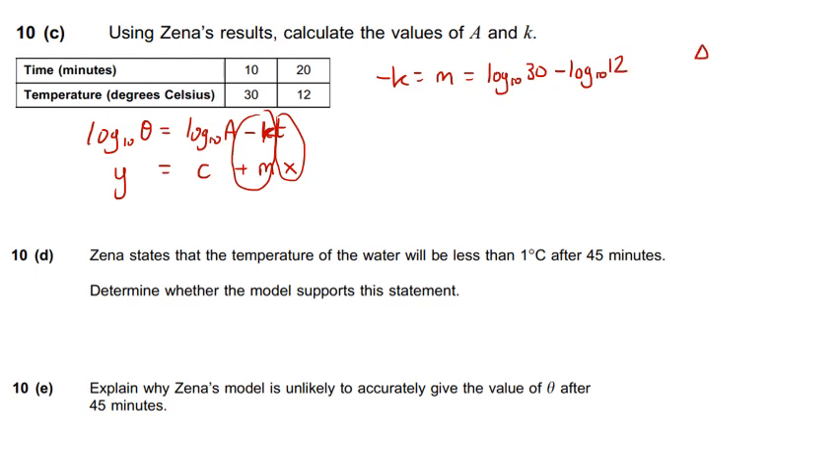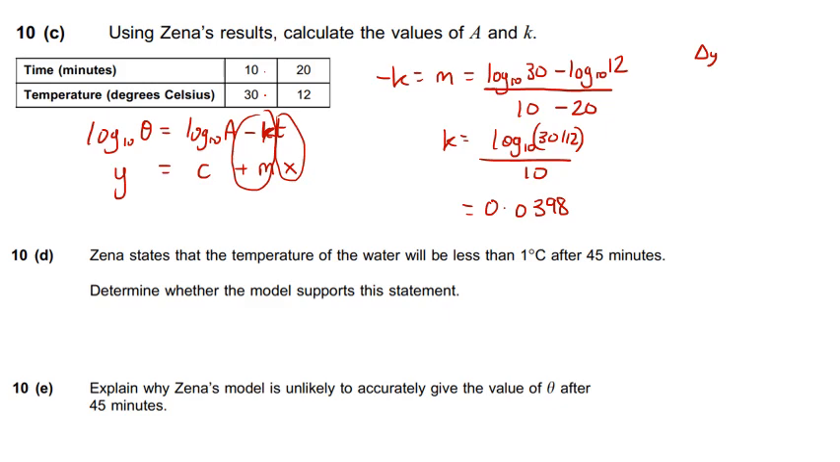Okay, so this is my delta y divided by the change in the time, which would be on the x-axis if we drew a graph. So that's 10 minus 20, preserving the order as well. So I picked the 30 first, so I've got to pick the 10 first for time. That's going to give minus k. So if I just multiply everything by minus 1, I can swap the 10 and the 20 around on the bottom. And on the top, I can do 30 over 12 inside of a single log. So I just get that. And if I evaluate that on my calculator, 30 over 12 is 2.5. So log base 10 of that, and then divided by 10, I get 0.0398 roughly. Okay, so that's k done. Now, to find A, there are two ways to do this.